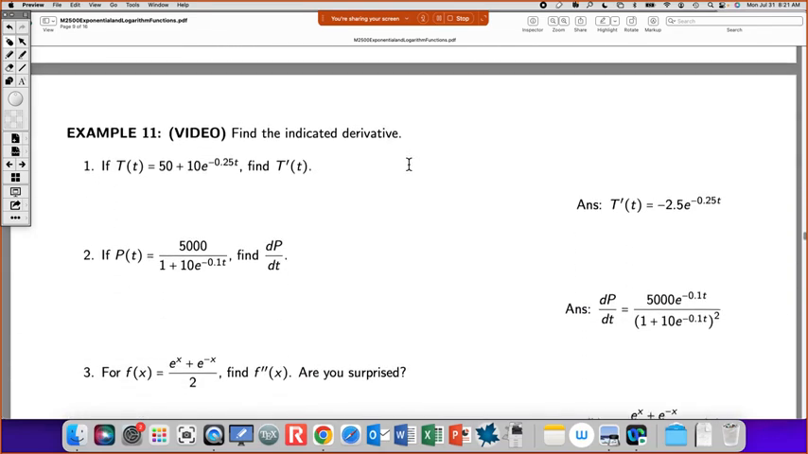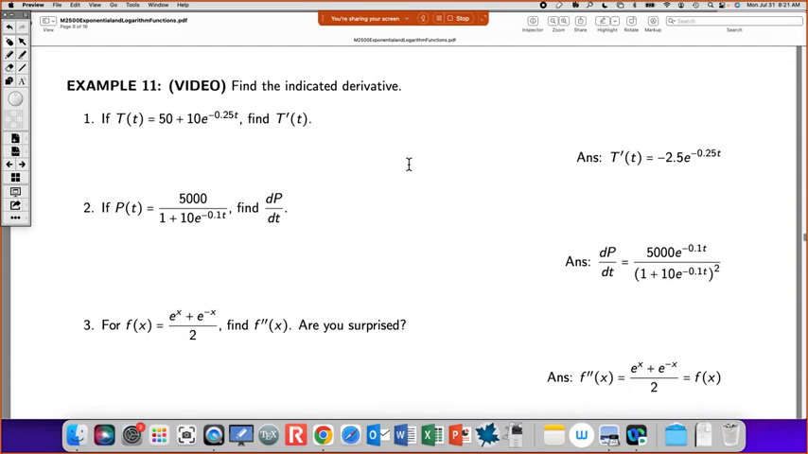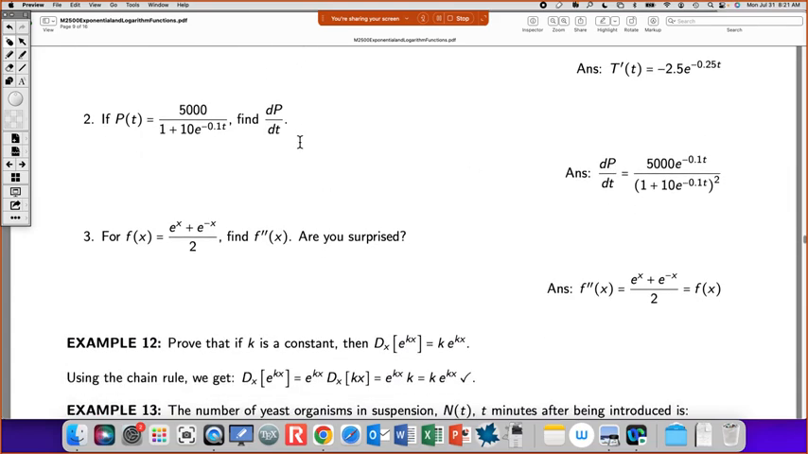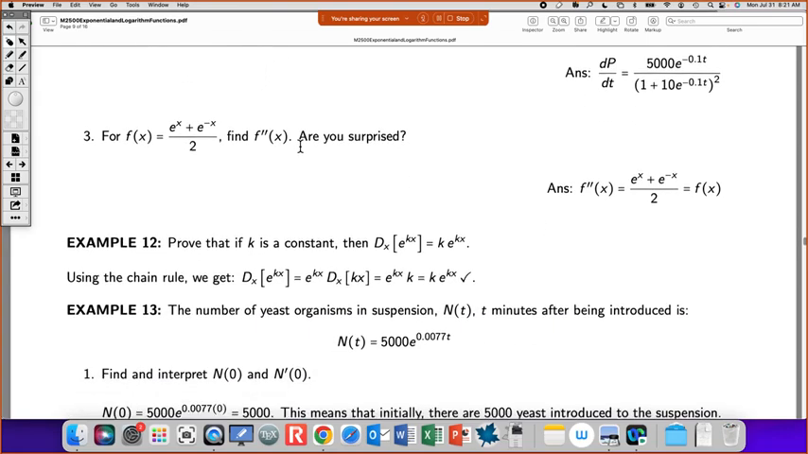All right, and we got example 11 here. Here's some more for you to practice. The answers are here. If you don't get the answers, or if you have questions on the methodology, you can always fire up that video.